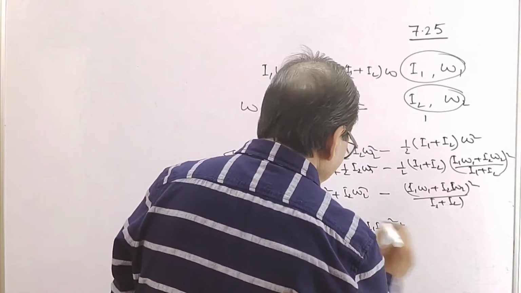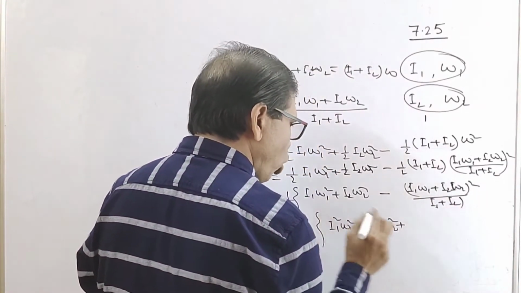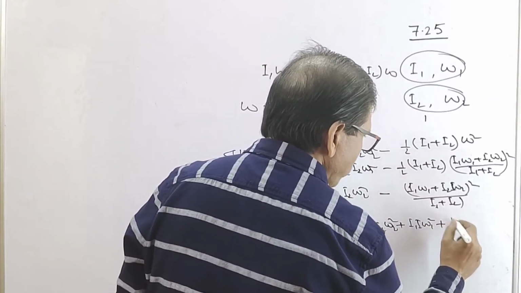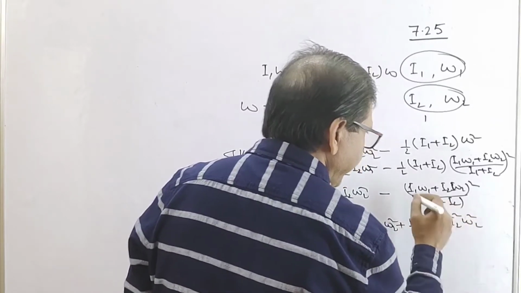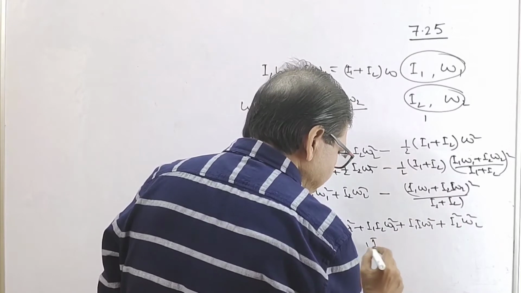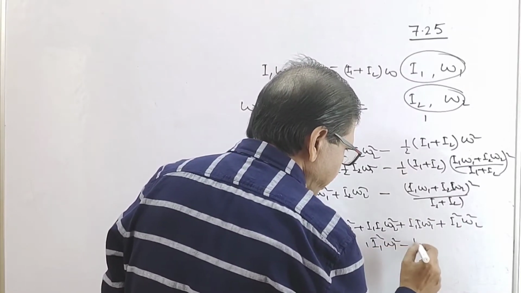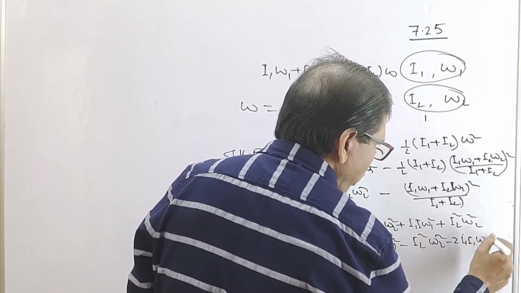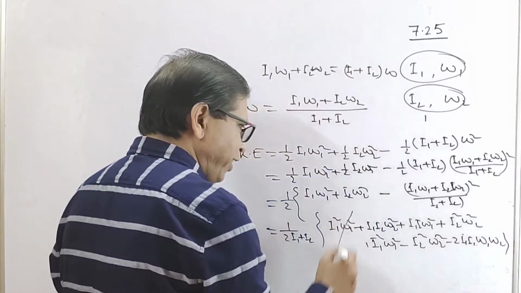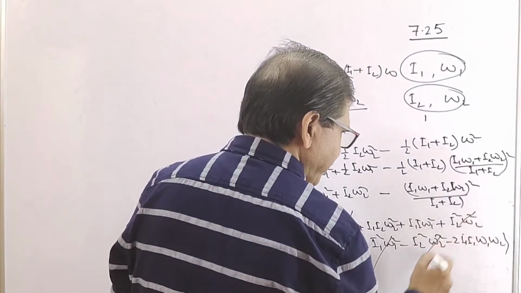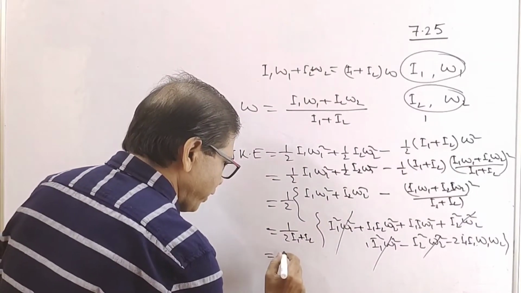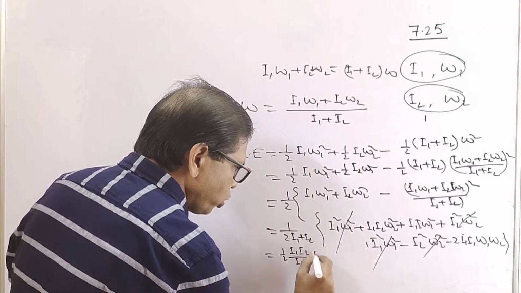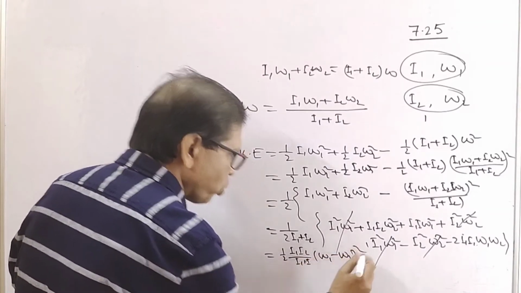Now this is again I1 I2 omega 1 square. So here I1 I2 omega 1 square plus I2 square omega 2 square, and here minus I1 square omega 1 square minus I2 square omega 2 square minus 2 I1 I2 omega 1 omega 2. Now look at this, this cancels out, this cancels out. So we finally get half of I1 I2 by I1 plus I2 into omega 1 minus omega 2 whole square.